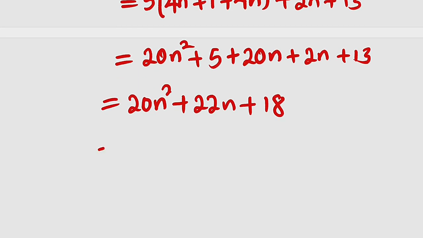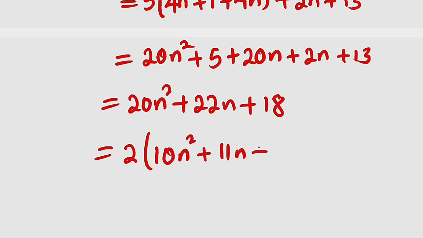Let's factor out 2. We have 2 outside. Inside we have 10n squared plus 11n plus 9. If you distribute this, you're going to obtain this expression back. And you can see it has a multiple of 2, which implies that this is also an even number, and hence true, right?